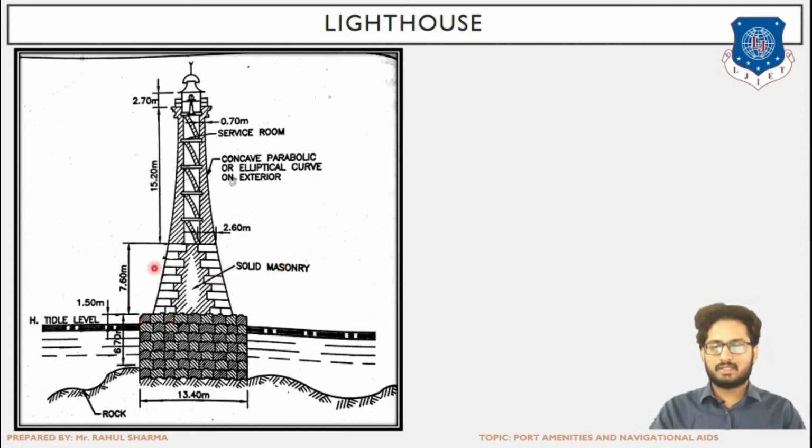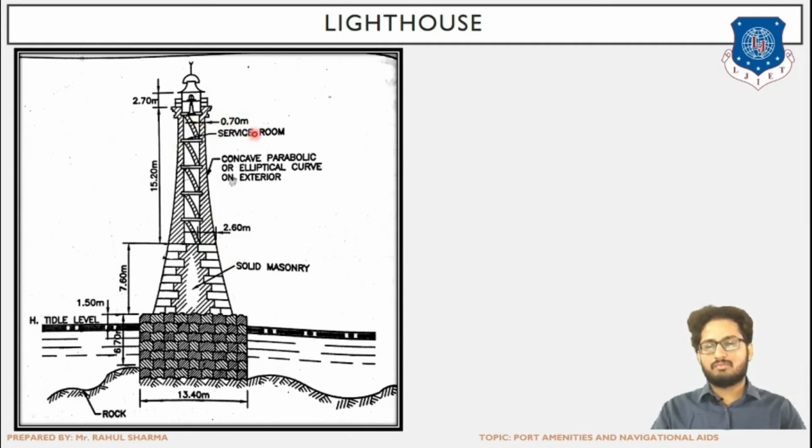Solid masonry, that is the lighthouse structure which has been constructed of masonry. It can also be a CC construction. The width of the exterior walls has been shown, which is increasing from top to bottom because the load will be transferred from top to bottom. So the thickness needed is more at the bottom rather than the top. So it is increasing from 0.7 meter to 2.6 meter.